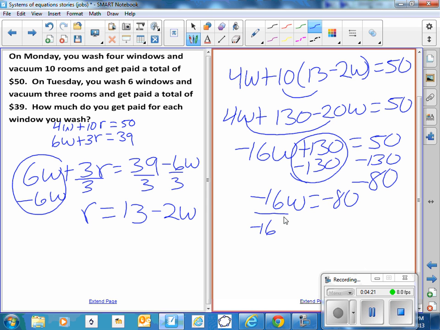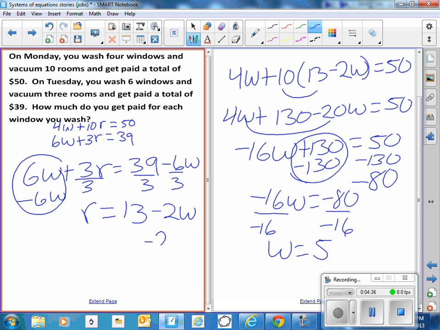Divide by negative 16. For one window, I get paid $5. Well, if I get paid $5 per window, then this negative 2w is negative 2 times 5. So for a room, I get paid $13 minus 2 5s. 13 minus 10 is 3. So for one room, I get $3. For one window, I get $5. I can plug those back in and check and see if they really work.